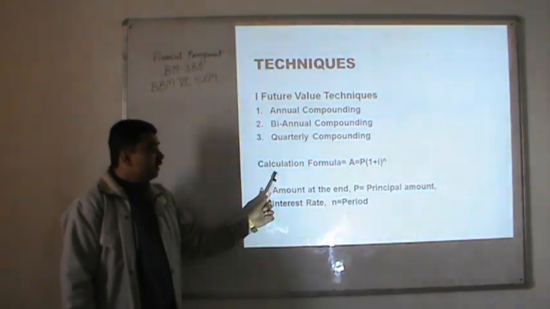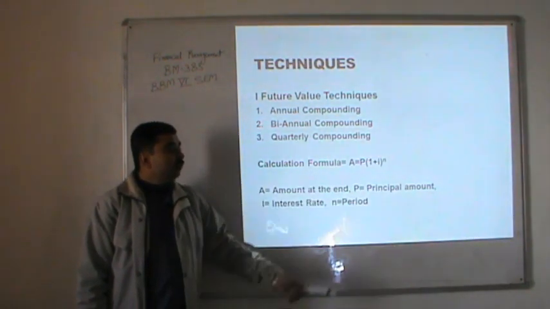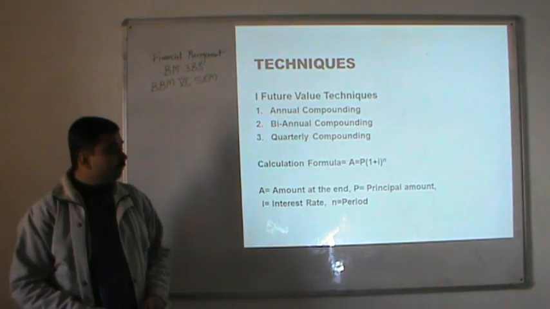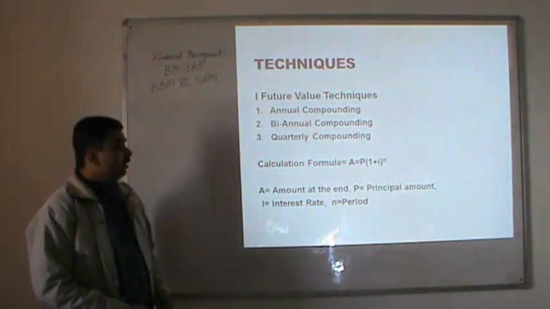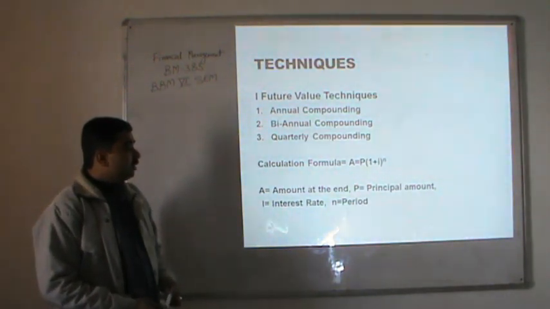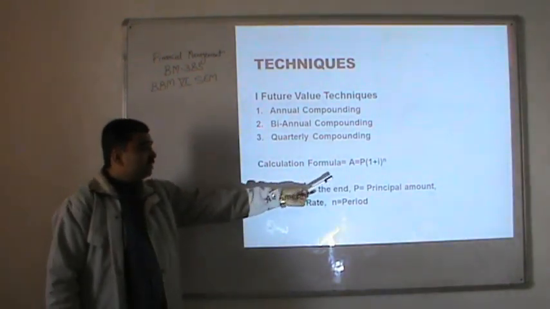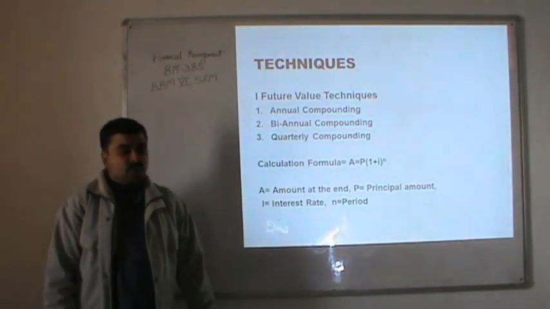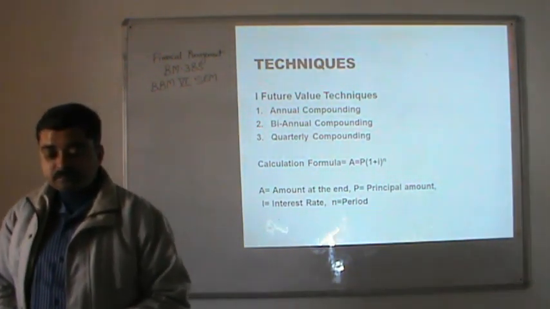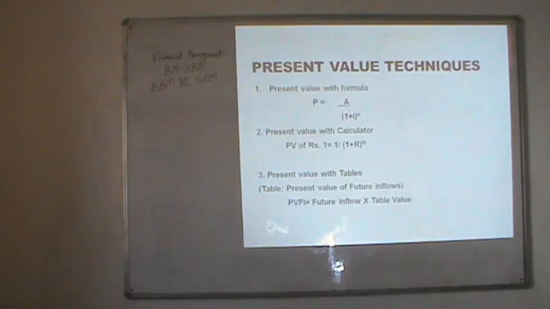For this purpose, the mathematical formula used is A = P × (1 + i)^n. That means A, the amount at the end of the period, is equal to P, the principal amount which is invested, into (1 + i), where i is the rate of interest, and the power n is the period. So with the help of this formula, we calculate the future value.